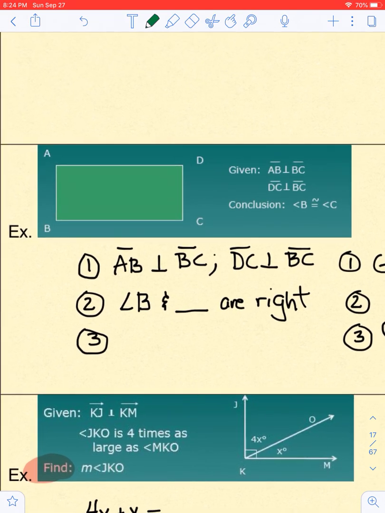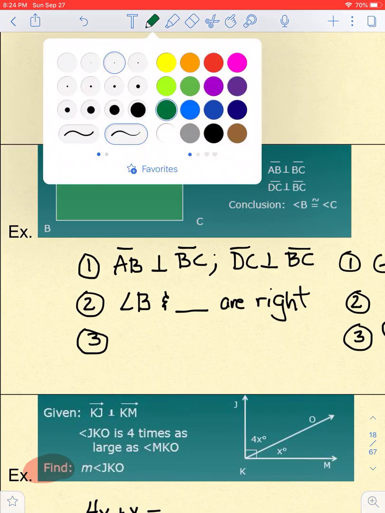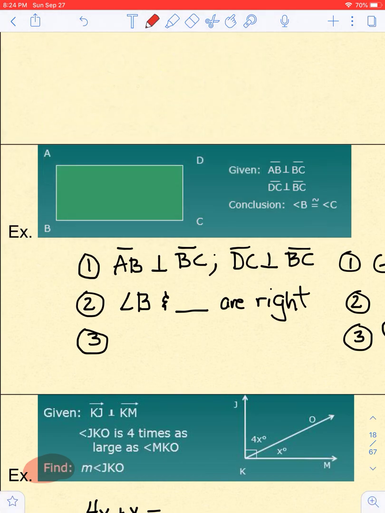So here goes a proof. We're given a diagram. Looks perpendicular. It isn't marked that way, but over here we can see that in the given they are in fact marked as perpendicular. So we could go ahead and put those little marks in the right spots. Let me change color pen because green doesn't work on green. AB and BC are perpendicular, and DC and BC are perpendicular. We are to conclude that angle B is congruent to angle C.